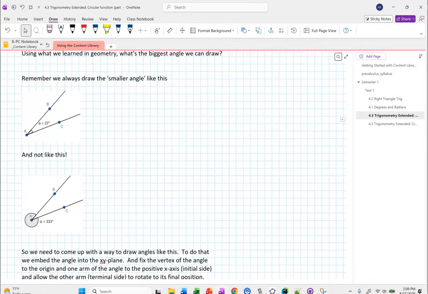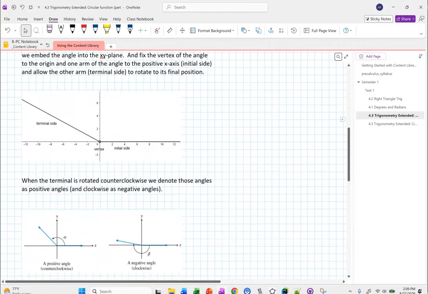So what we're going to do is take our angle and embed it in the xy axis. We're going to fix the vertex of our angle at the origin. That's the point 0, 0. We're going to take one arm of our angle and lay it on the positive x-axis. And then we're going to take the other arm of the angle, starting at the positive x-axis, and let it rotate degrees. So if it rotates 190 degrees, that'll represent a 190 degree angle. Is that okay? So let's just draw that, or give you an example of that, and do a little bit of vocab.